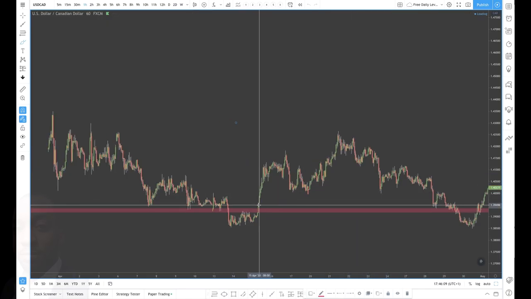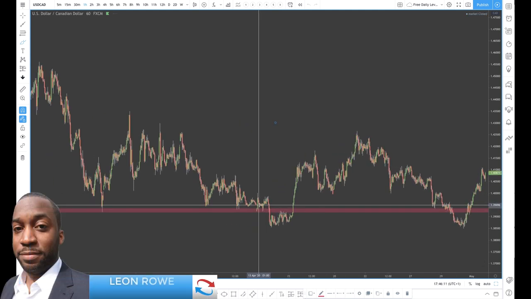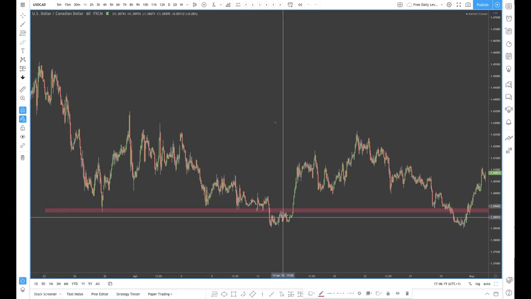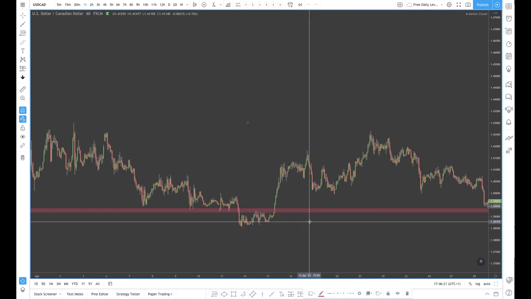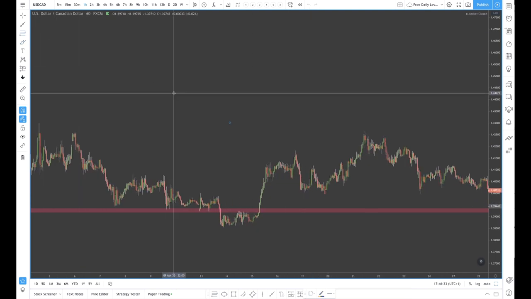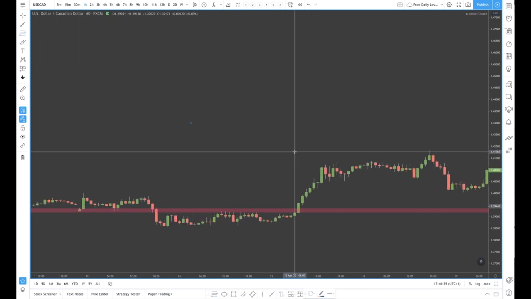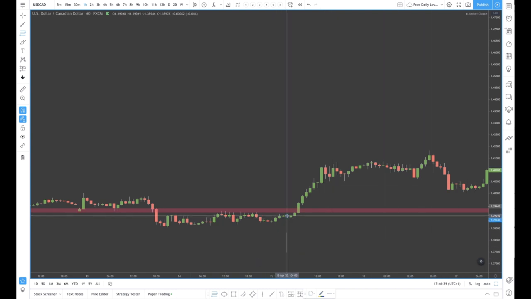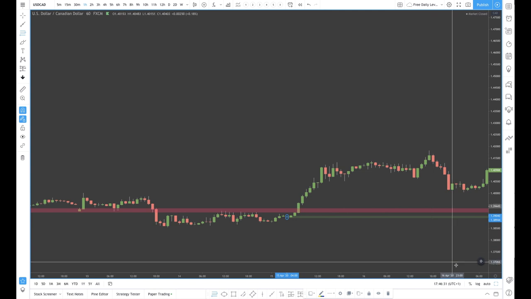So the question I get asked all the time is, can you trade intraday supply and demand zones? Meaning, can you trade demand zones and supply zones on the hourly, on the 15 minute, on the 30 minute, whatever time frame? And what traders typically do is zoom down into a lower time frame chart, and then start to draw demand zones from around there.